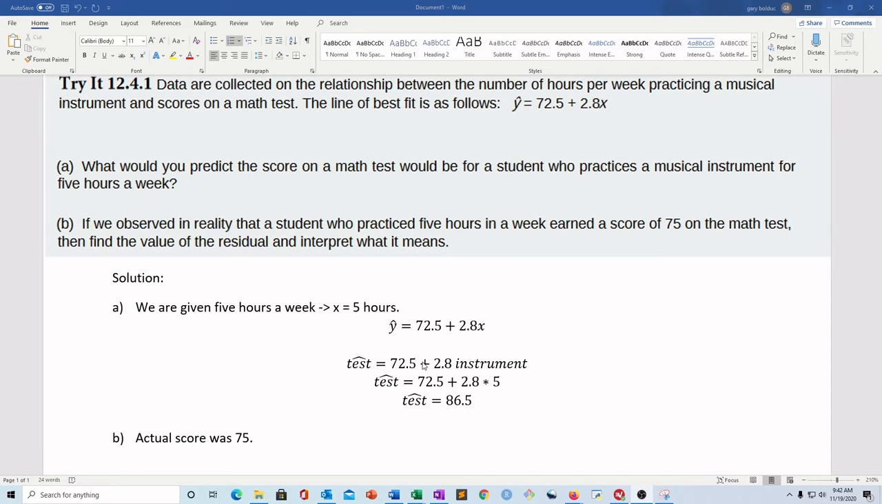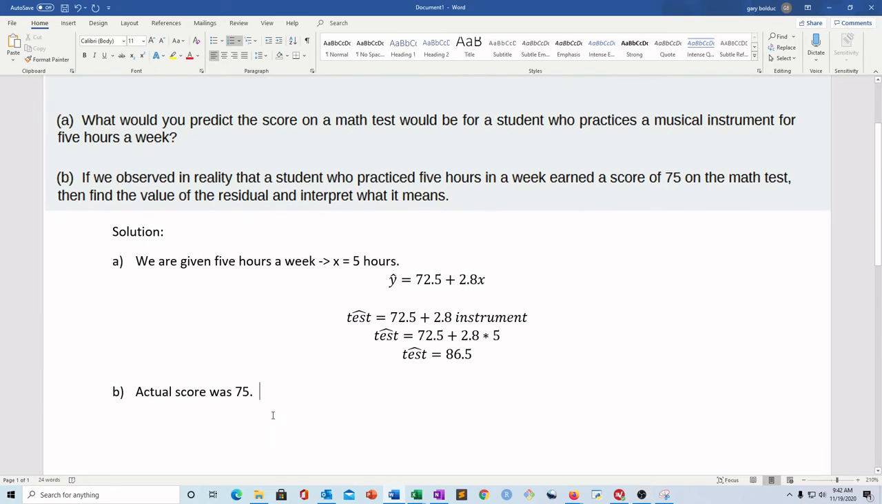So in part B, the actual score the student got was a 75 on the math test. So when it asks for the residual, all we have to do is take the actual score, okay, and subtract what we predicted. Once we do that, we will get, in this case, 75 minus 86.5 is negative 11.5. And that's our residual.